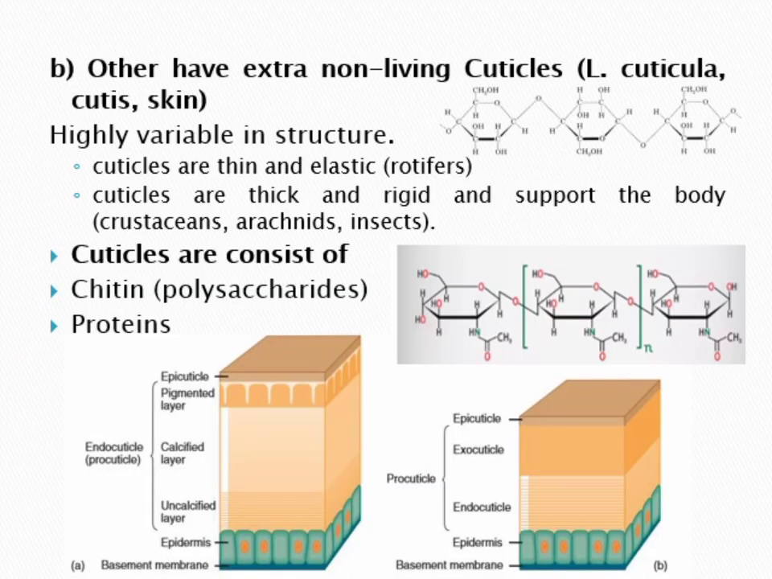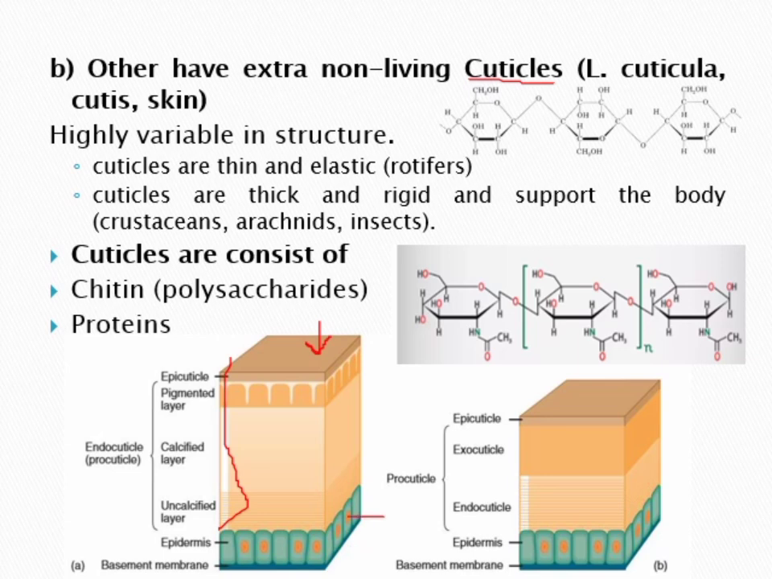As we said, multicellular organisms may have an integument of three layers: epidermis, basement membrane, and connective tissue. Some of these multicellular animals may have an extra layer on top of their epidermal cells, and this layer is called the cuticle. It is a non-living surface, and it is secreted by the same epidermal cells. So these epidermal cells secrete this extra layer, the cuticle.